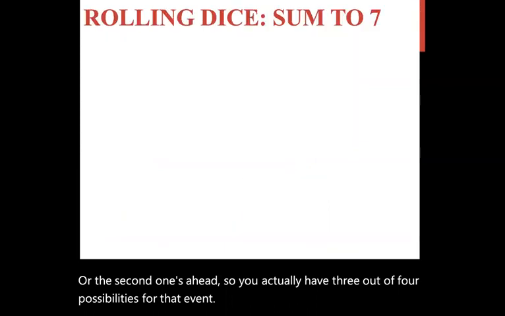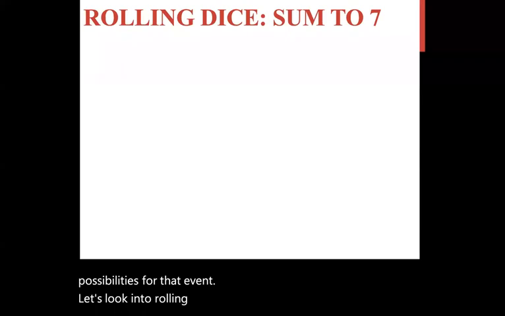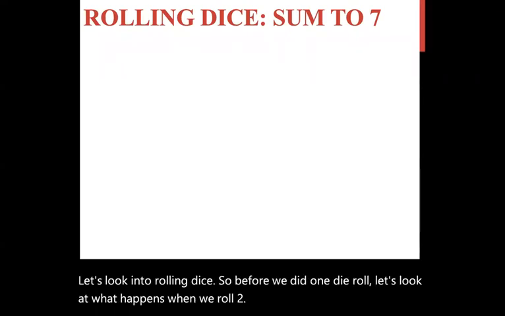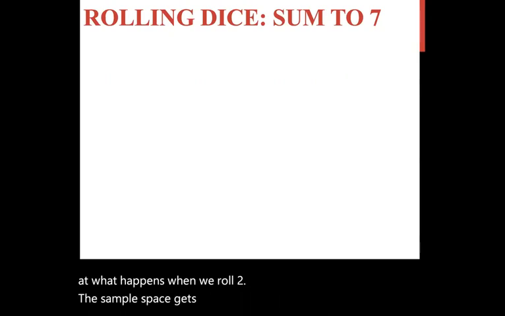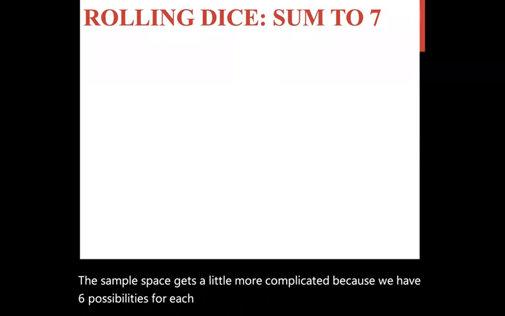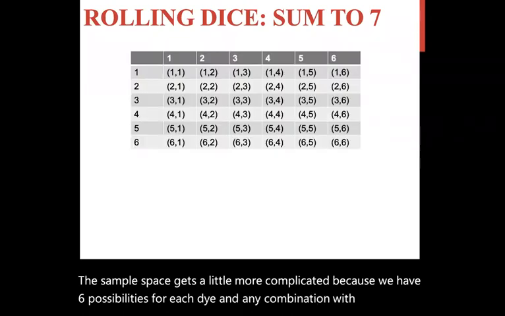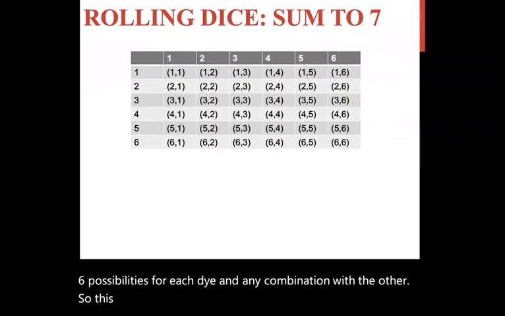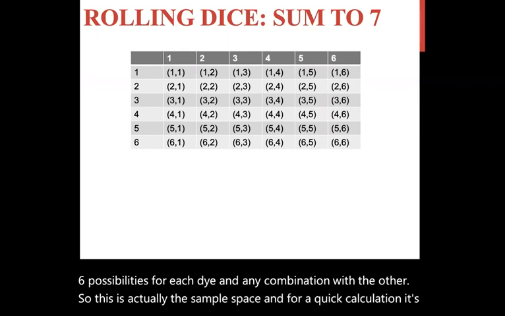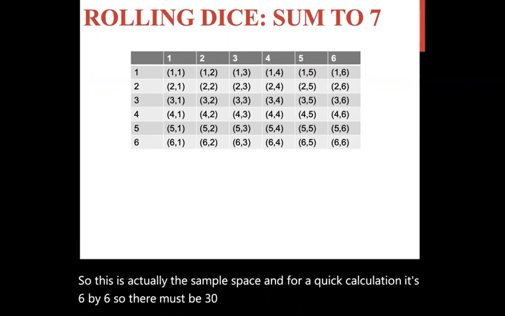Now, let's look into rolling dice. So before we did 1 die roll, let's look at what happens when we roll 2. The sample space gets a little more complicated because we have 6 possibilities for each die and any combination with the other. So this is actually the sample space. And for a quick calculation, it's 6 by 6, so there must be 36 events.